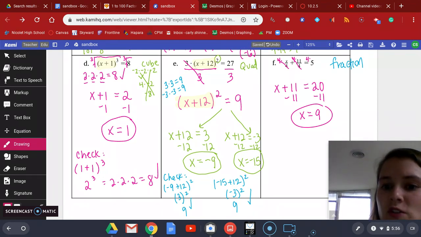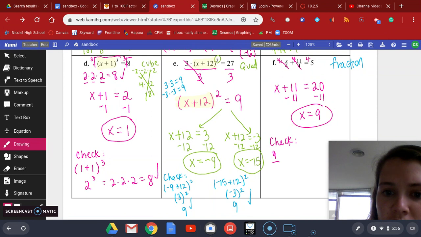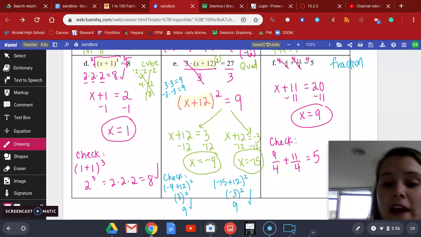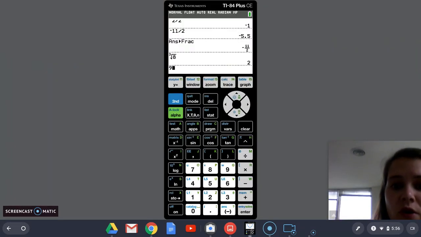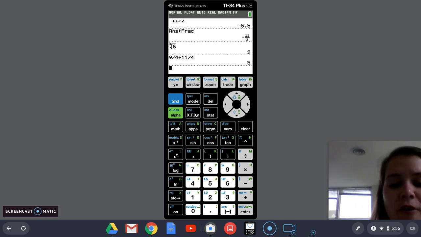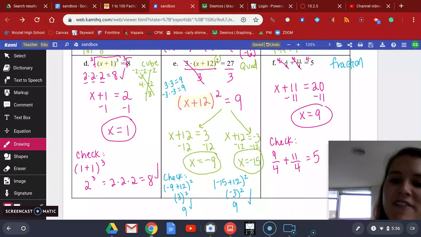Let's make sure this works, especially when we're fraction busting, because it can be easy to make a mistake. So I'm just going to plug in 9 into my original equation. And if you don't like fractions, we can use our calculators here. So I've got 9 fourths plus 11 fourths. And what do you know, folkaroos? That equals 5.